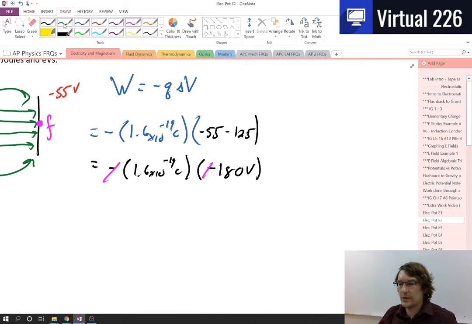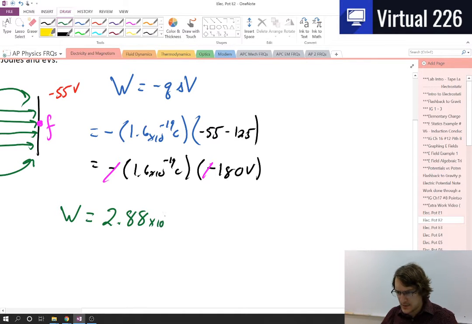If we wanted this final answer in joules, we would just multiply these two numbers together, because coulombs times volts is joules. When we do that, we get something around 2.88 times 10 to the minus, let's see, that's 19, that's 1, 2, should be 17 here, to the minus 17 joules.